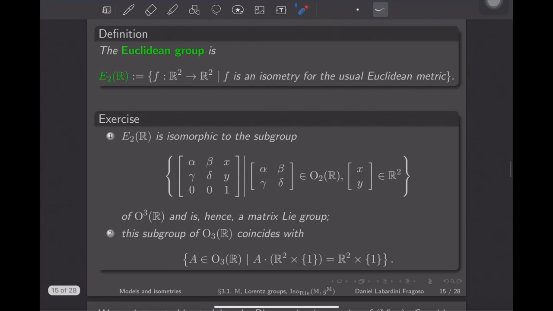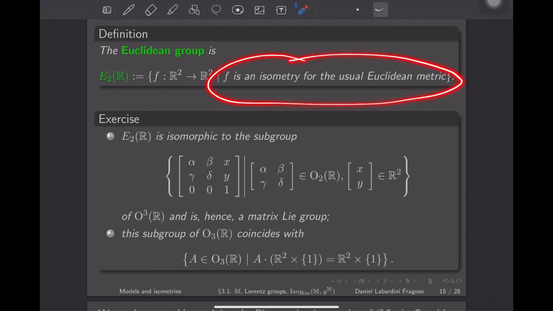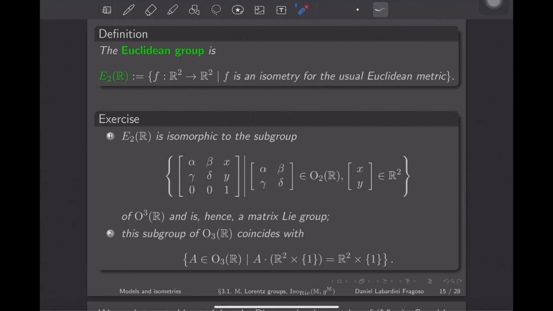What I just said is valid not only for translations but for all isometries of the Euclidean plane, for all bijective functions from the Euclidean plane to itself that preserve the Euclidean distance. Again, they form a group. The vast majority of them are not linear functions, but it is possible to realize the group as a group of matrices, by a similar principle of seeing the plane sitting at height 1. Okay, so this is an exercise.